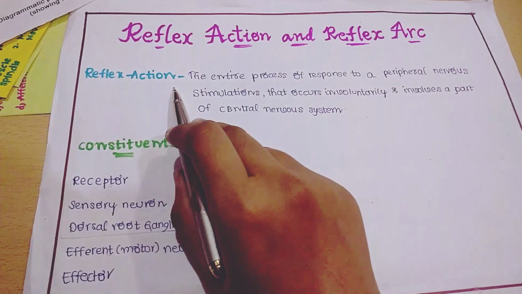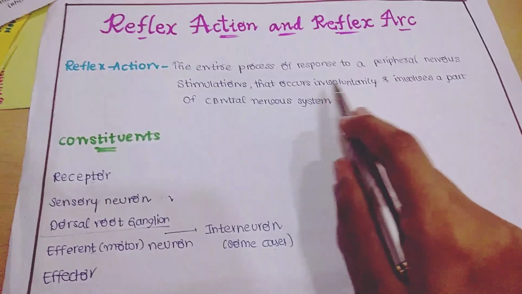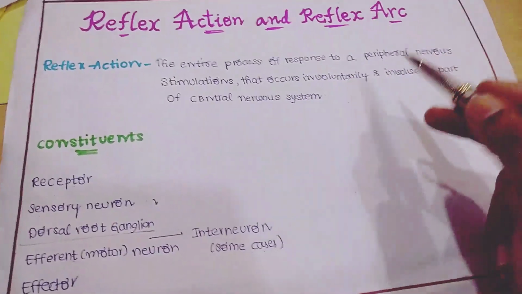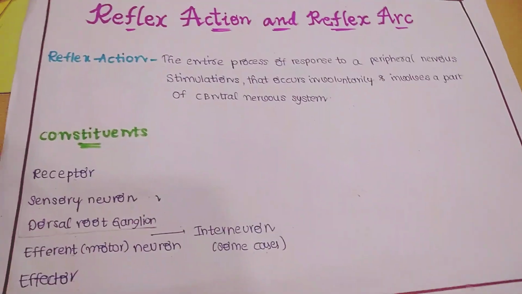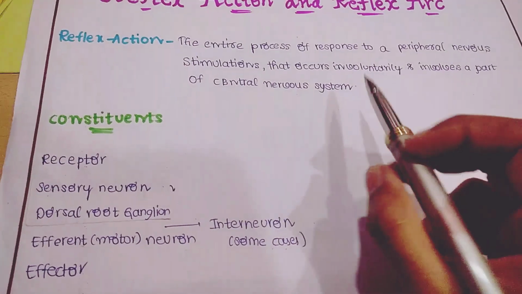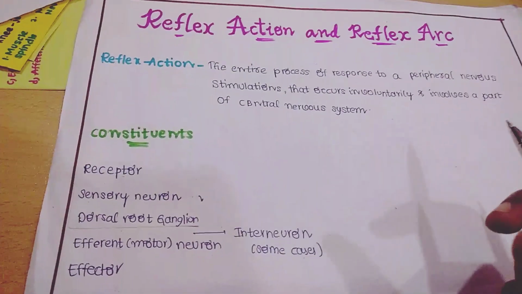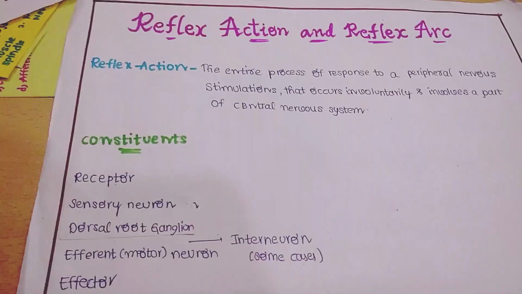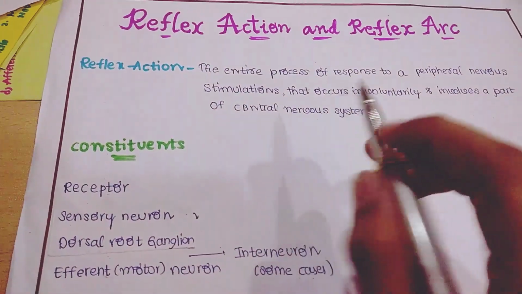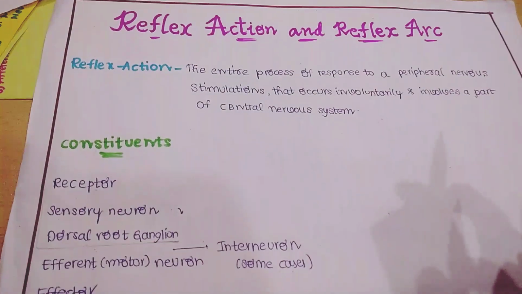Here is a standard definition. The entire process of response to peripheral nervous stimulation that occurs involuntarily and involves a part of the central nervous system. In this process, the peripheral nerves, that is spinal and cranial nerves, bring a stimulus, and to that stimulus our body will respond involuntarily, and a part of the central nervous system is involved. There is a misconception that in reflex action our body will respond immediately and involuntarily and there is no involvement of the central nervous system, but it is not the case. It involves a part of the central nervous system, especially the spinal cord.